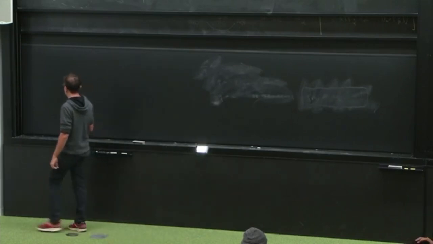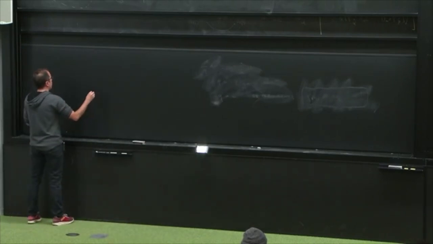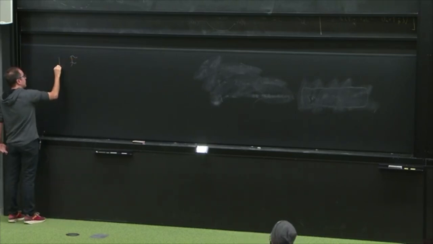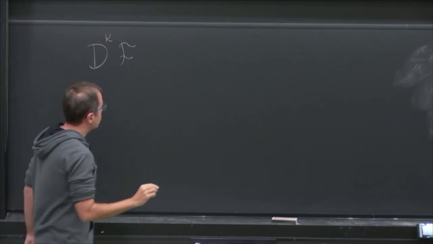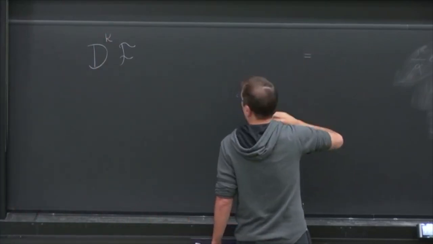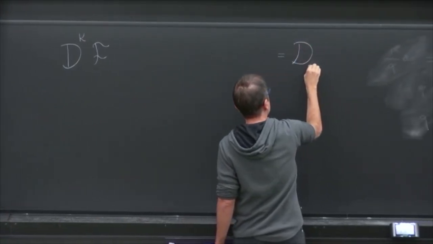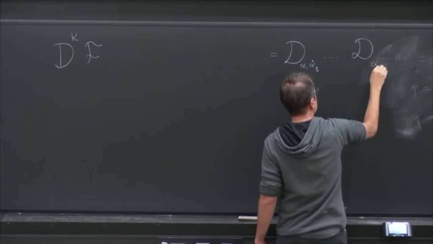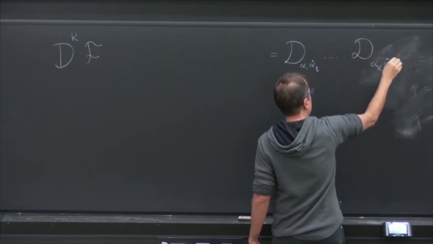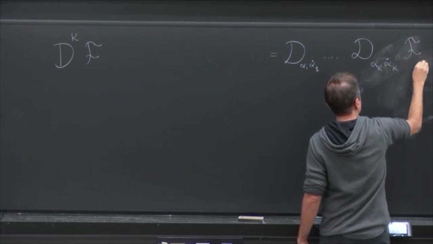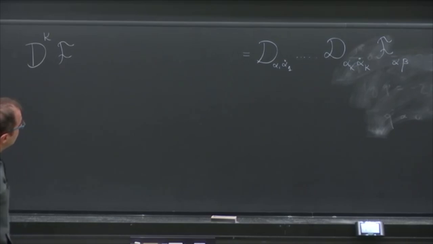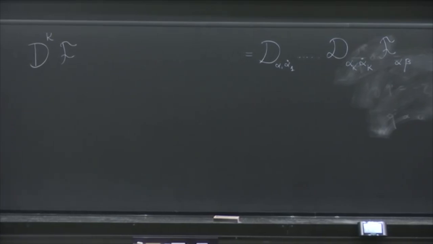So now let's list all possible fundamental fields. For example, I can take my F and act on F with many covariant derivatives, D to the k. More explicitly, what we mean by this is the following: I have derivative with index alpha 1, alpha dot 1, dot dot dot, derivative with index alpha k, alpha dot k, acting on F, which has indices alpha beta. This is an example of a fundamental field that I have in N equals 4.